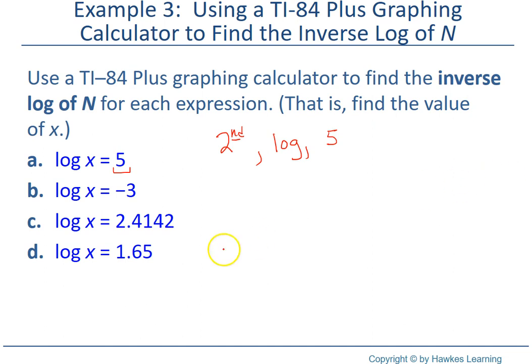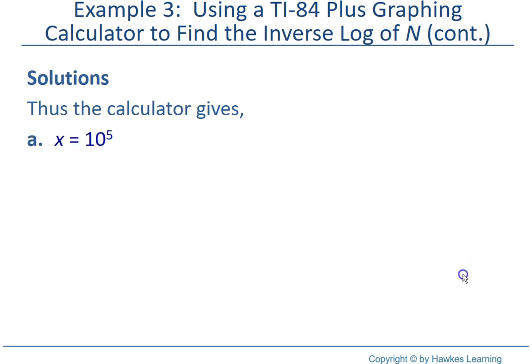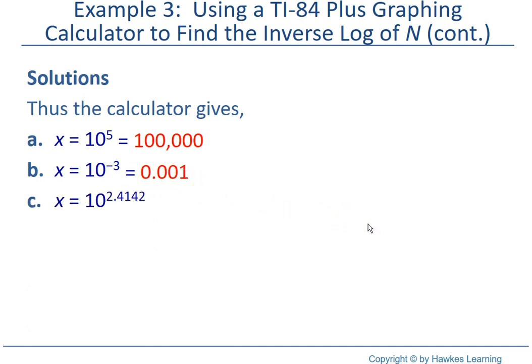And as you can see, you probably got 100,000, I should say, for this one. And there's the answer for B. Notice negative exponents give you this. And there's C. And D.